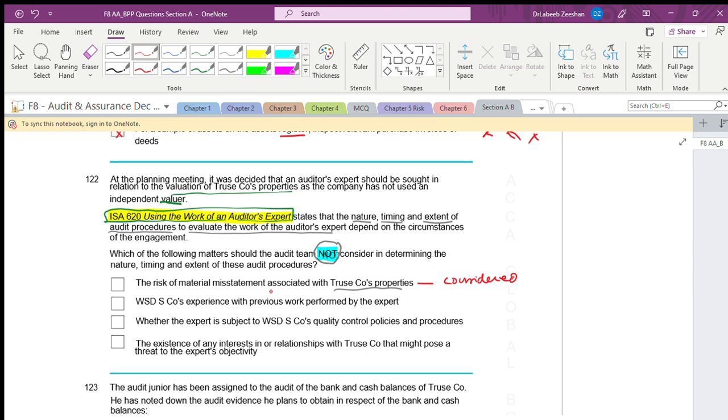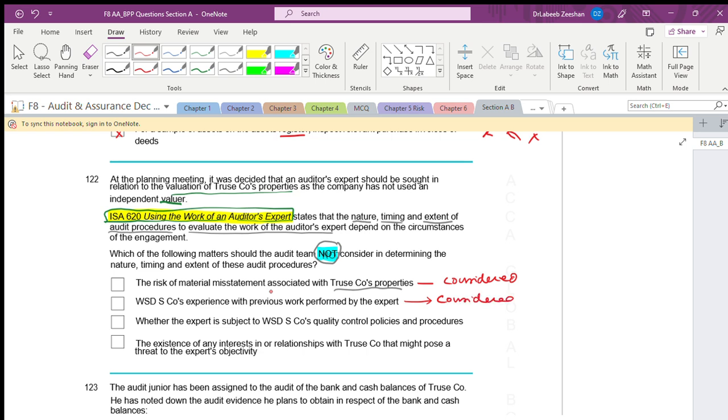The second one: the company's experience with previous work performed by the expert. Definitely, if you are hiring a new auditor, we have to consider what the previous one did. Why are we hiring the new auditor? We are hiring the new auditor only because we are not satisfied with the previous auditor. So we have to consider this.